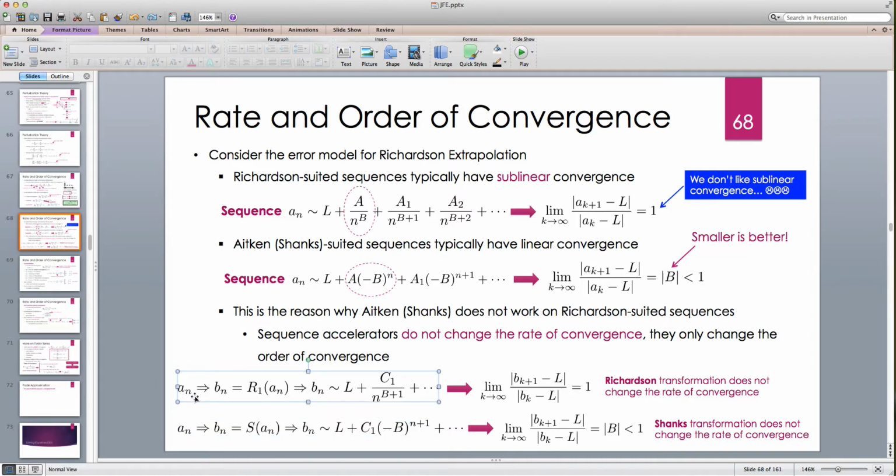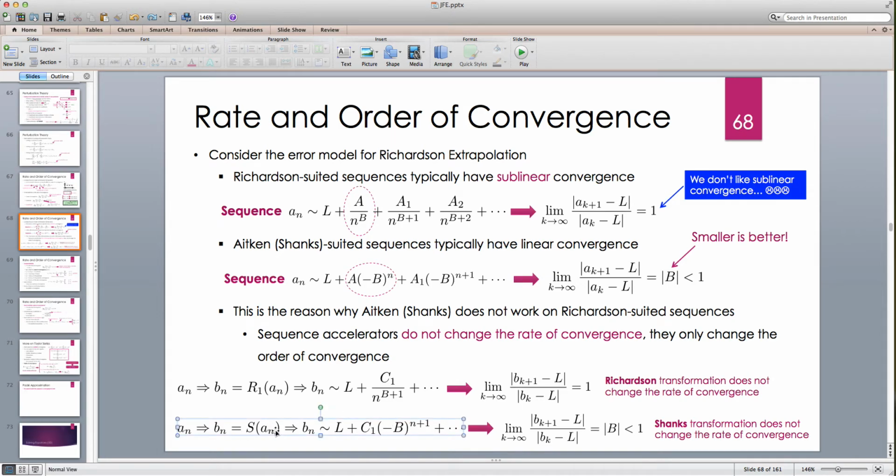Richardson takes an and transforms it into bn. If we go through with the transformation and the definition, we see that bn has an error model whose leading term is n to the b plus 1 instead of n to the b. And if we take the limit to find the rate of convergence for the bn sequence, which is the Richardson transformation of an, we end up with 1. Again, Richardson transformation does not change the rate of convergence. It changes the order of convergence.